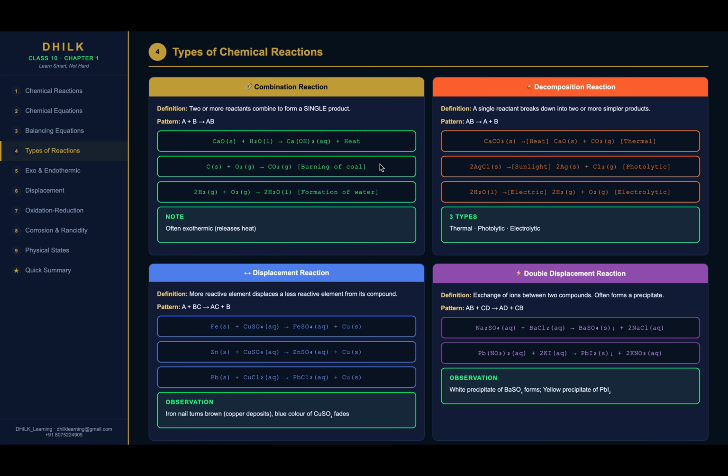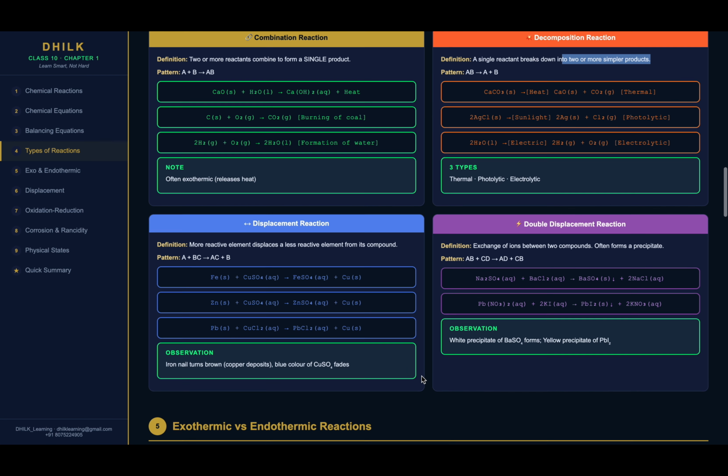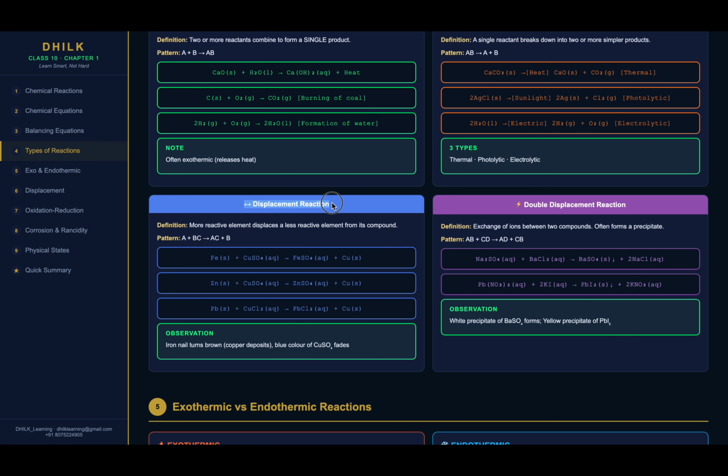Combination reaction: the two reactants combine to form a single product. In a decomposition reaction, a single reactant breaks down into two or more simpler products. That is just the opposite of a combination reaction. And in a displacement reaction, what is happening?